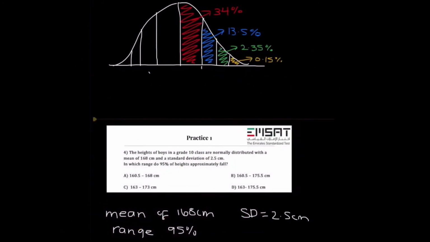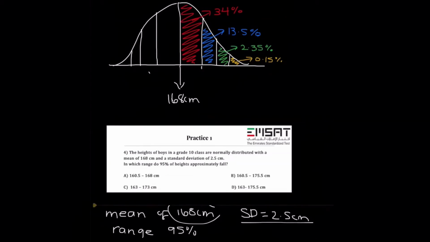So we're going to work with what is given here. As you can see, we have a mean of 168 centimeters. So we're going to apply it here in the middle, as the mean, mode, and median are in the middle. So 168 centimeters is here. And we have a standard deviation of 2.5 centimeters.